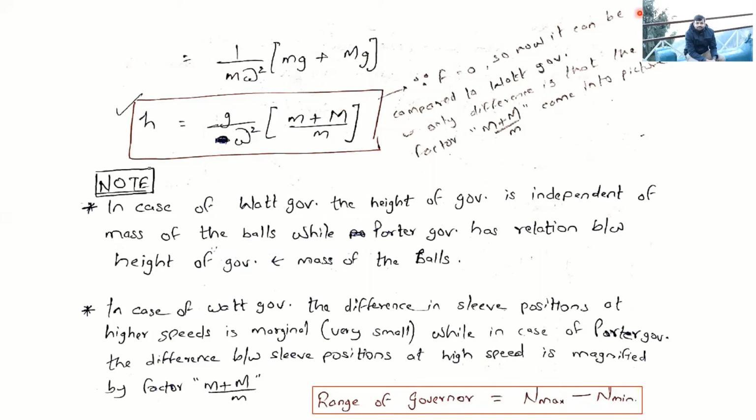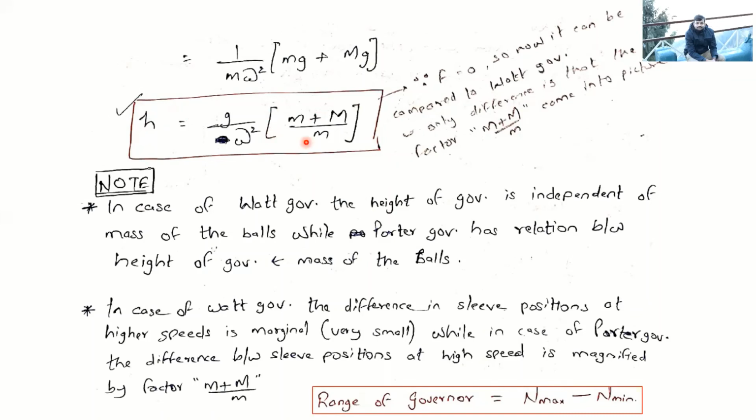Now since the value of friction is 0, it becomes comparable to the Watt governor. See, in the Watt governor, we already took friction and various masses as negligible compared to the mass of the fly ball. So in this equation, the only difference is that the factor m plus M by small m comes into the picture. This extra thing comes in this equation. What was the equation for the Watt governor? It was simply h is equal to g by omega square. But in case of the Porter governor, we get this additional term.